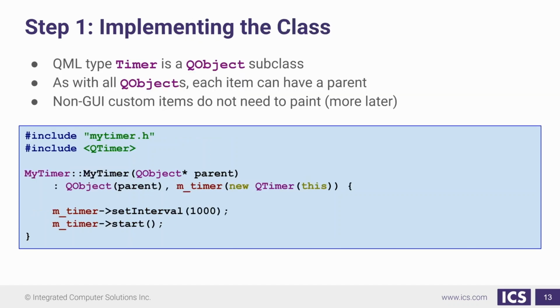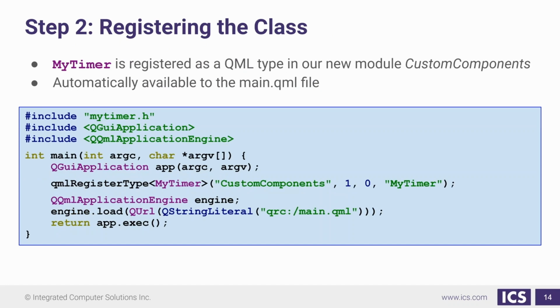Next, we're going to implement our class. We're going to set our appropriate values, instance our objects as we need to. Here, we're making the timer and we're setting its interval as well as starting the timer. Then in our main, we're going to go ahead and register this. We've included our type, and here we're going to register it as an instanceable type.